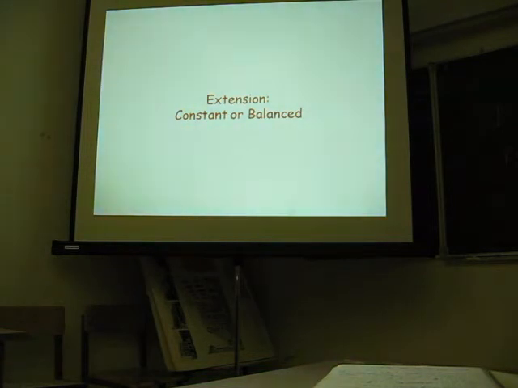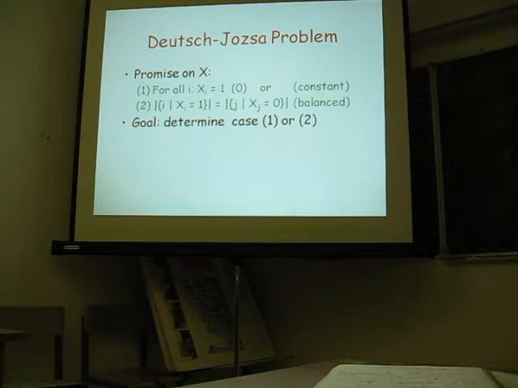constant or balanced, which is now called the Deutsch-Jozsa problem. We did this shortly afterwards with Richard Jozsa, and now it's a promise problem, and it works on n variables. I promise you that either all the variables have the same value, they're either all 1 or all 0, or I promise you that half the variables are 0 and the other half is 1. And your task is to determine which of the two it is.